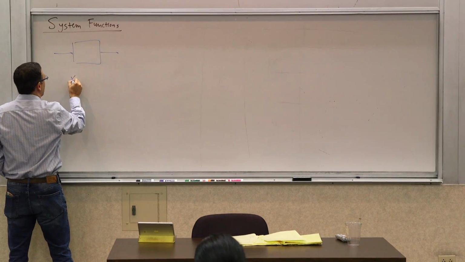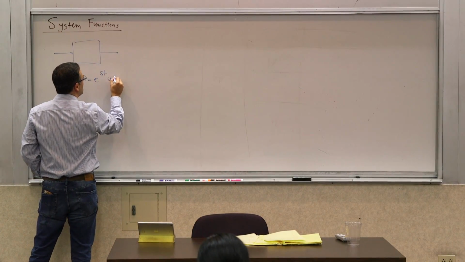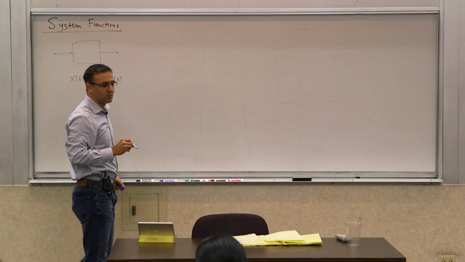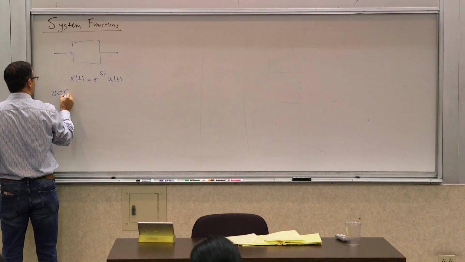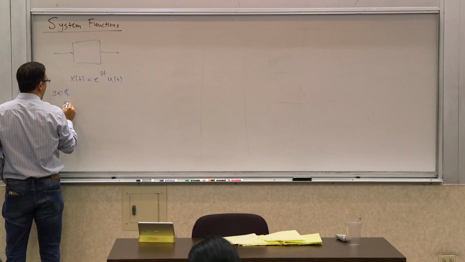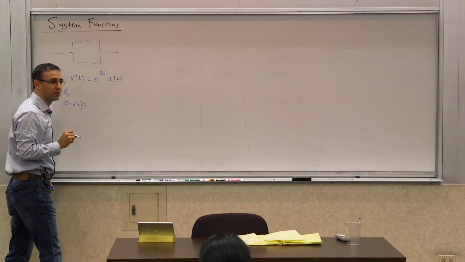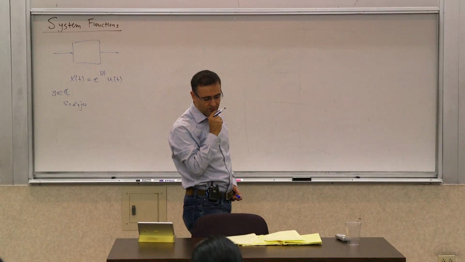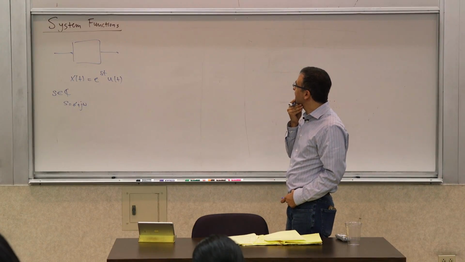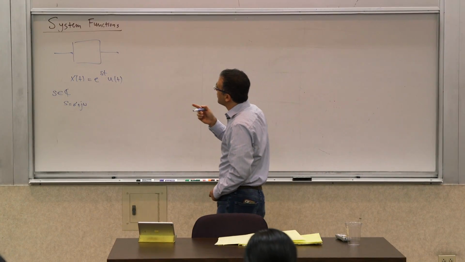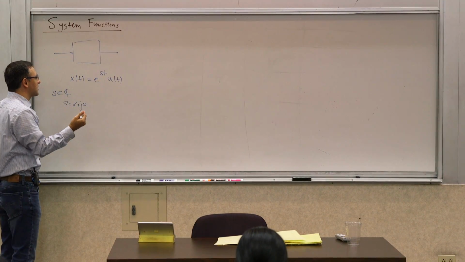So let's say your input x of t is e to the st u of t, where s is a complex number, and you can write it as sigma plus j omega, where sigma and omega are the real and imaginary parts. Right? So let's say you start with a system like that, and you hit it with an input that's of e to the st, which is complex.